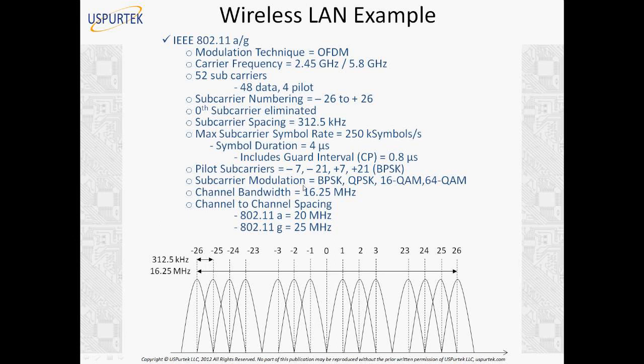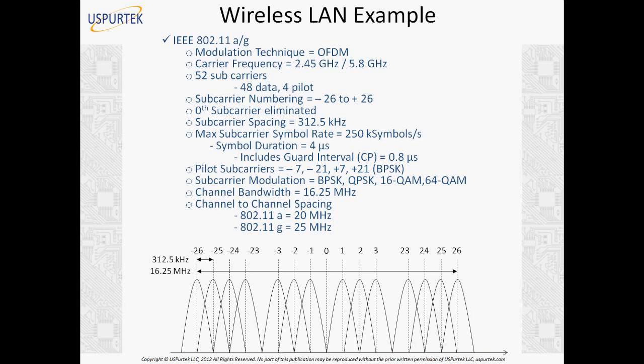Channel bandwidth is the bandwidth of the complete channel, all the subcarriers added together. That is 16.25 megahertz. It's a wideband signal. And channel to channel spacing is 20 megahertz to 25 megahertz. Okay. So let's look at a little more about this.